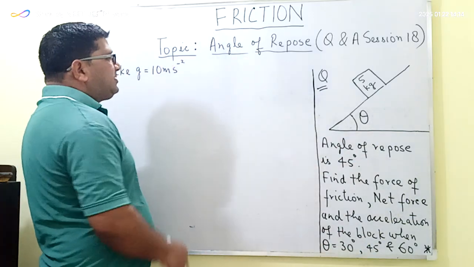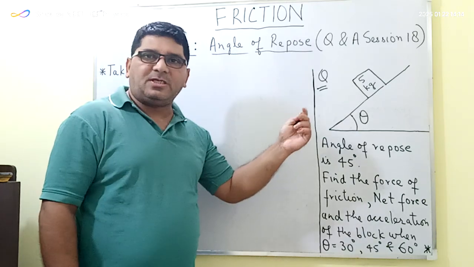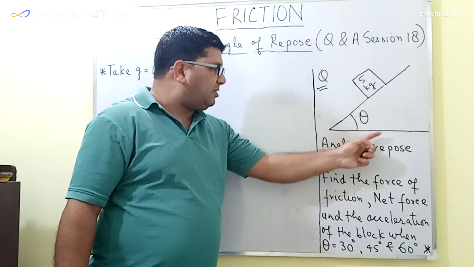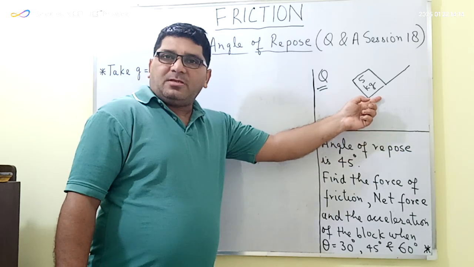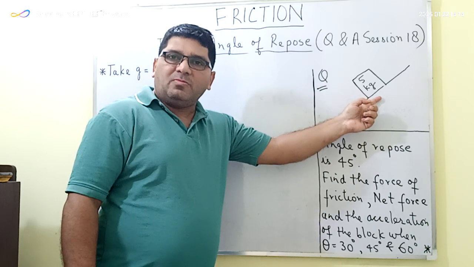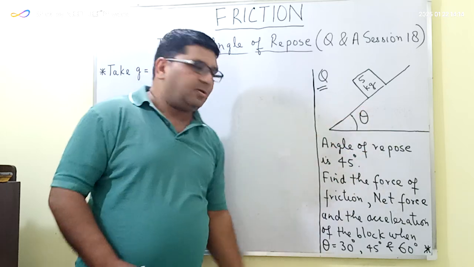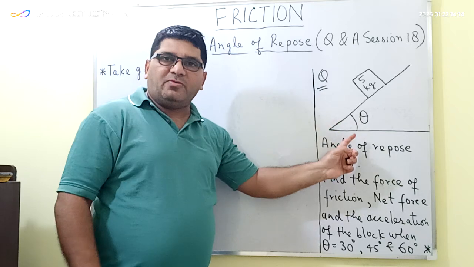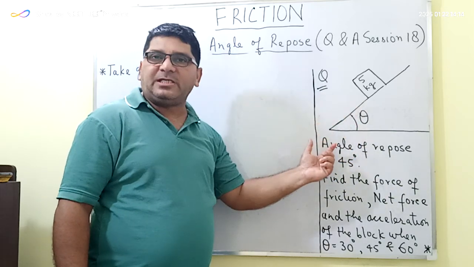In session number 16, we learned that the angle of repose is the least angle of inclination of an inclined plane with the horizontal, such that any object placed over it is about to move. Means at the angle of repose, that object or the body will not move. It is on the verge of moving down along this inclined plane.